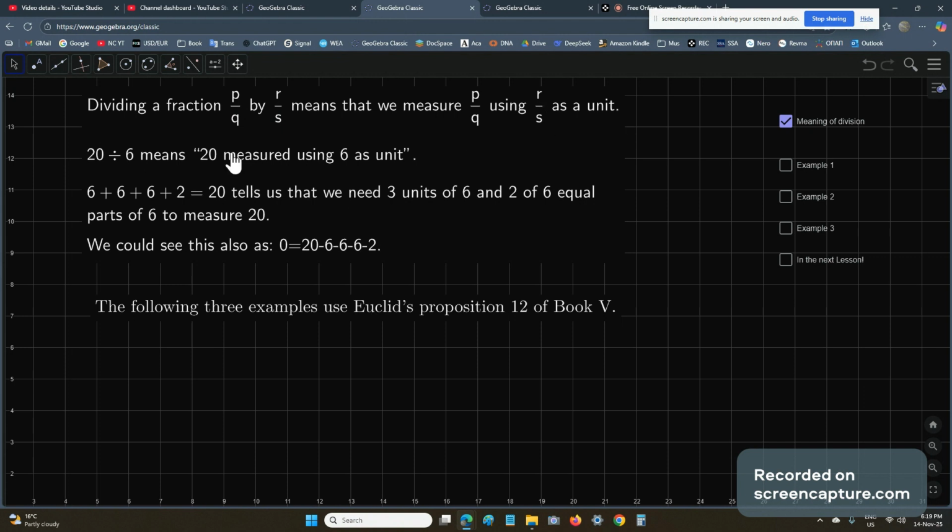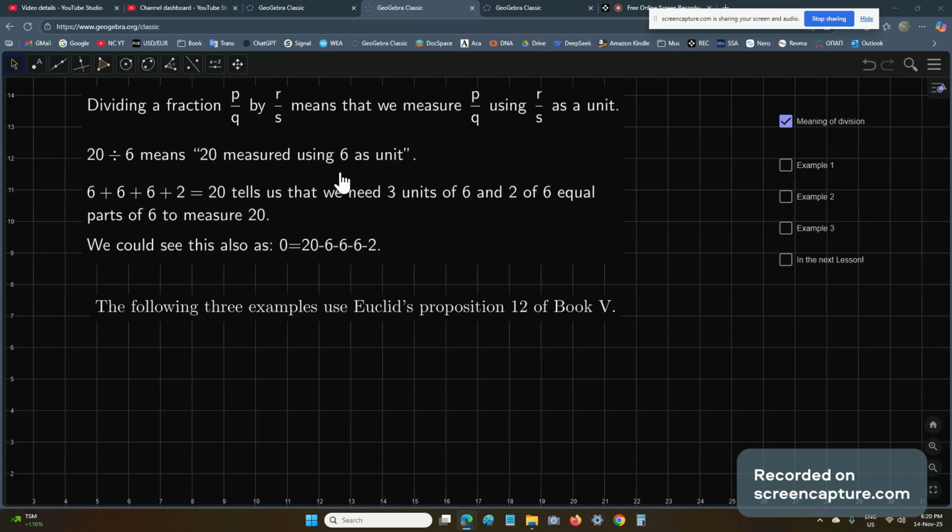So let's see an example. 20 divided by 6 means 20 measured using 6 as a unit. It doesn't mean sharing 20 equally. Say for example you just had 1. How do you share anything amongst 1? 1 gets everything, doesn't it? So it's a stupid way of thinking about it, and that's the way they think about it in the mainstream math foundations. Very bad, very wrong, and it causes students to have a very superficial understanding of division, which hinders their further learning and progress in mathematics.